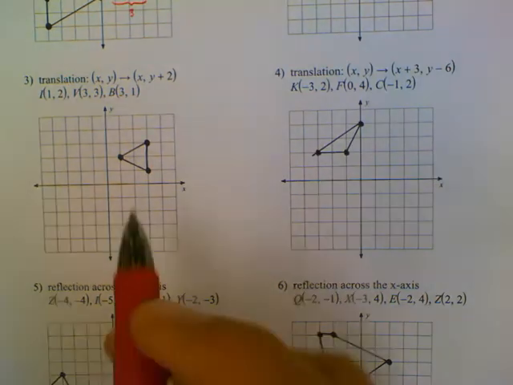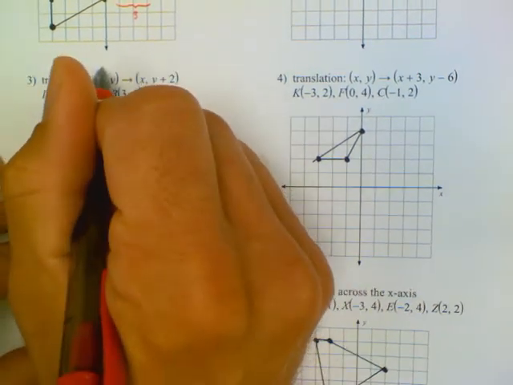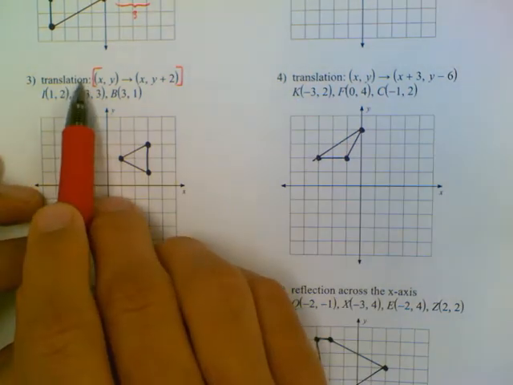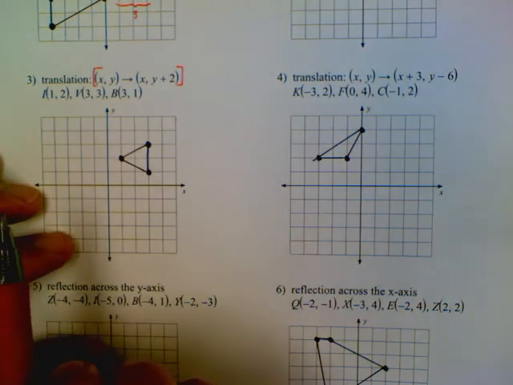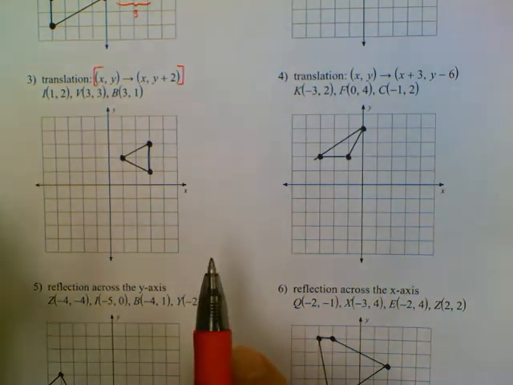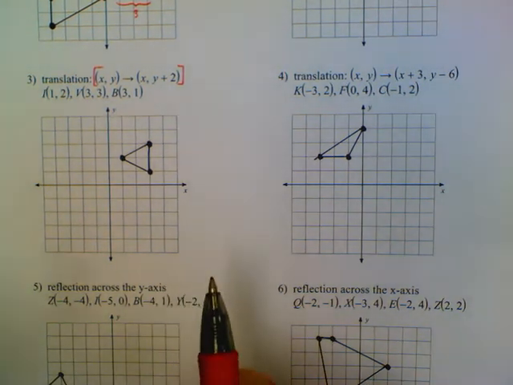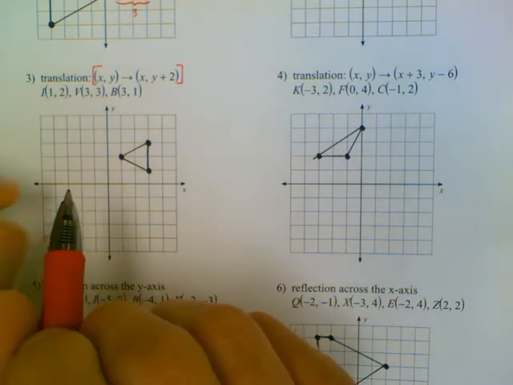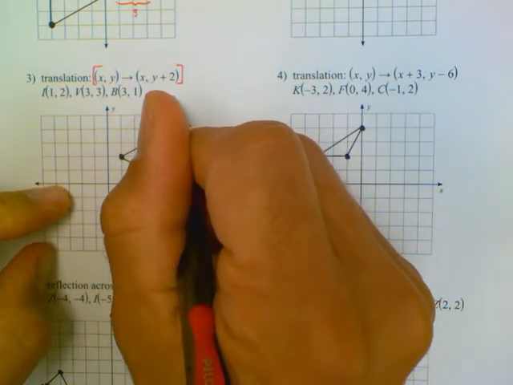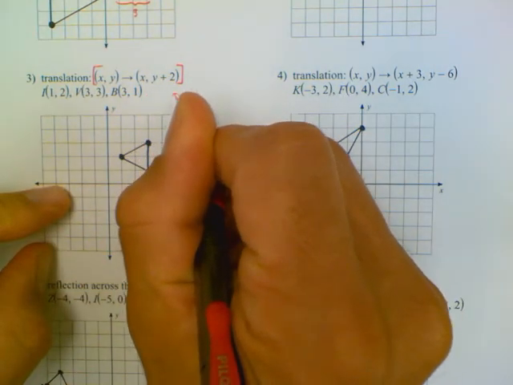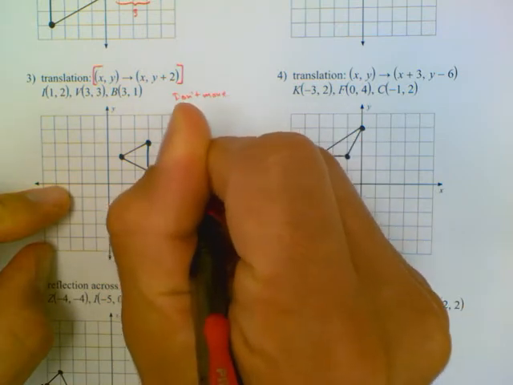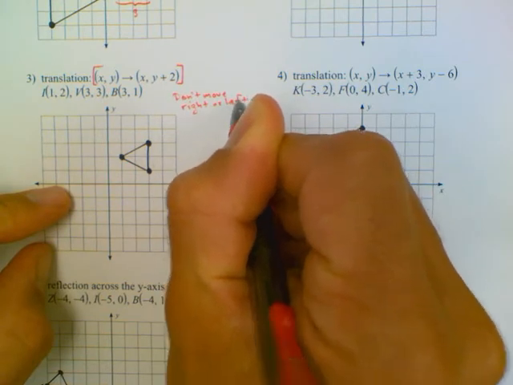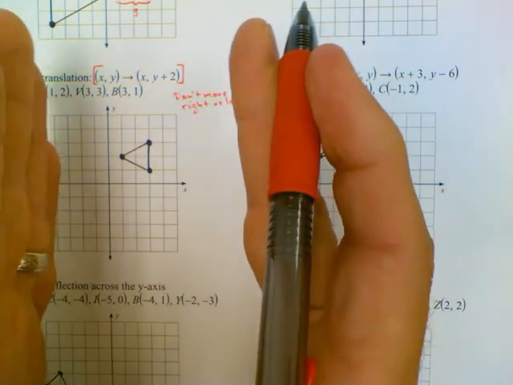So number 3 says almost the same thing. Let me see. It says translation, but it says translation and then it has this mathematical notation. Okay, so we've been working with that mathematical notation. So let's see what it says to do. It says turn every x into x. Well, if you're turning x into x, then don't move it right or left. So don't move right or left. Okay, if you're turning x into x, then it's just going to stay exactly where it is.